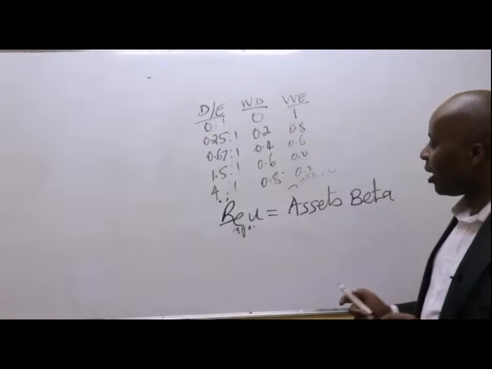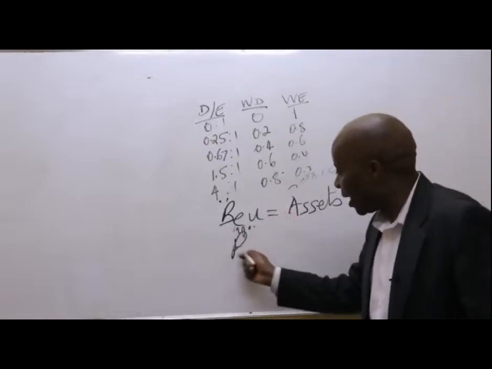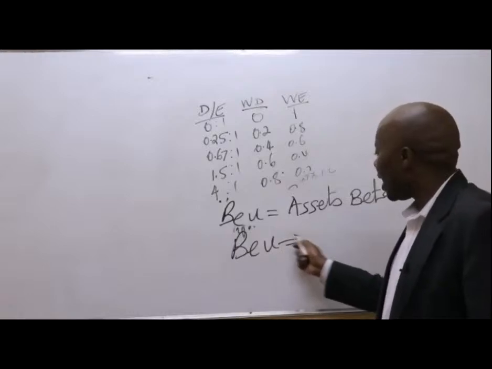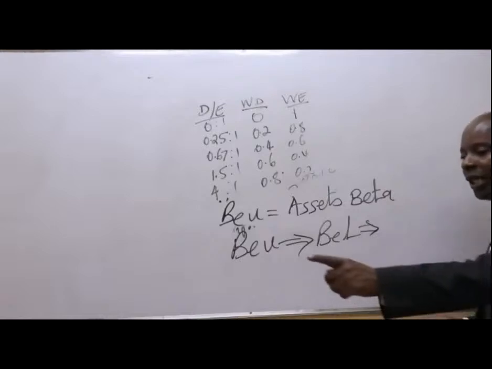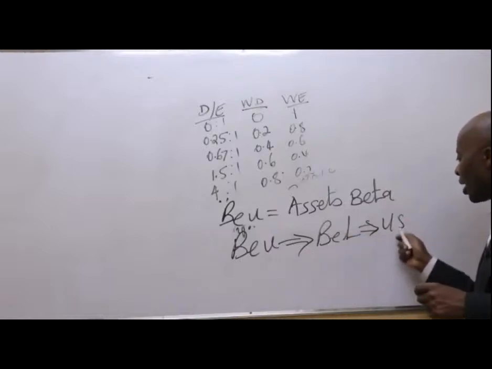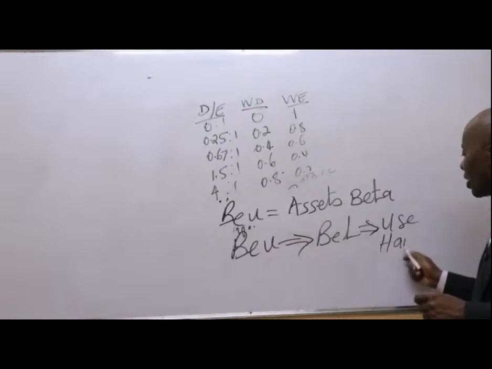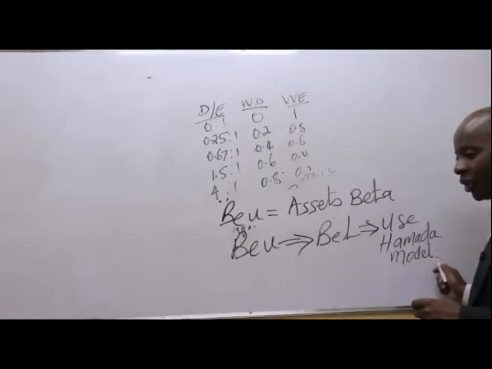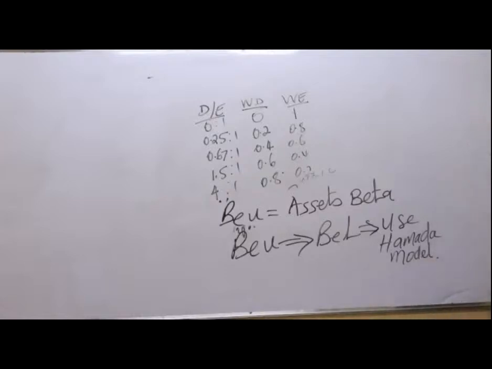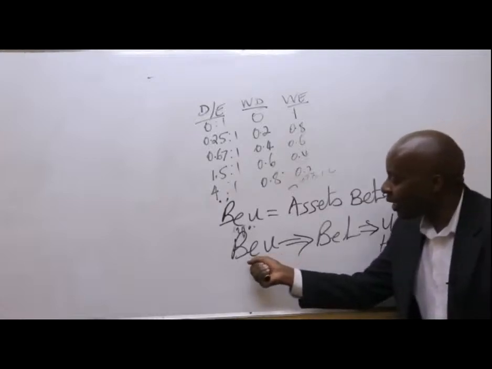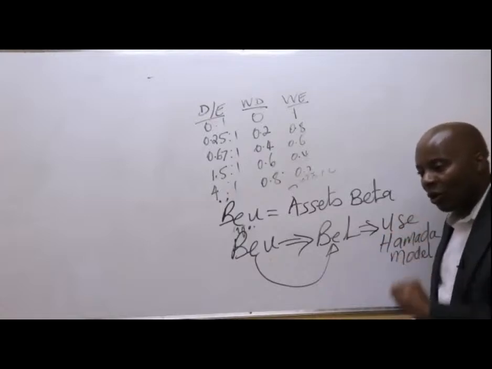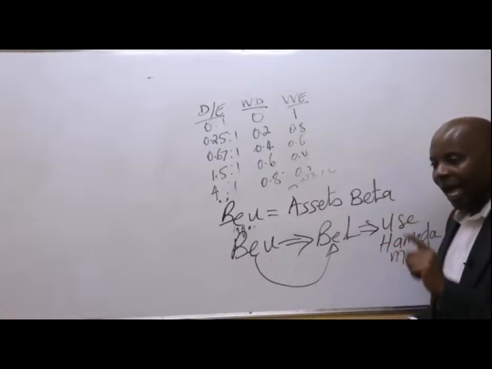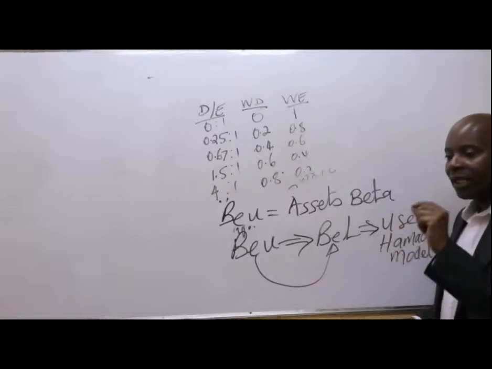Ladies and gentlemen, when I'm given the beta equity of an unlevered firm, to take this to the beta equity of a levered firm, I can see what Eric has told me: use Hamada's model. So to convert from beta equity unlevered to beta equity levered, what shall we be using? Hamada's model. And even Nerea has gone ahead to give us the equation itself.